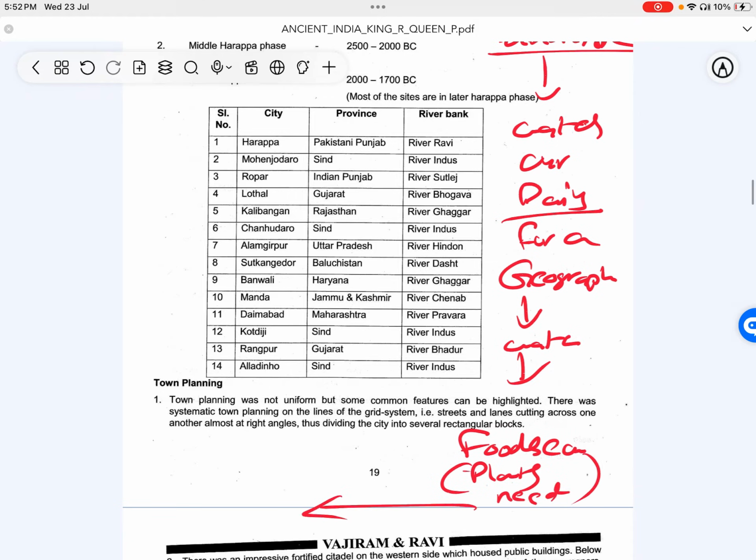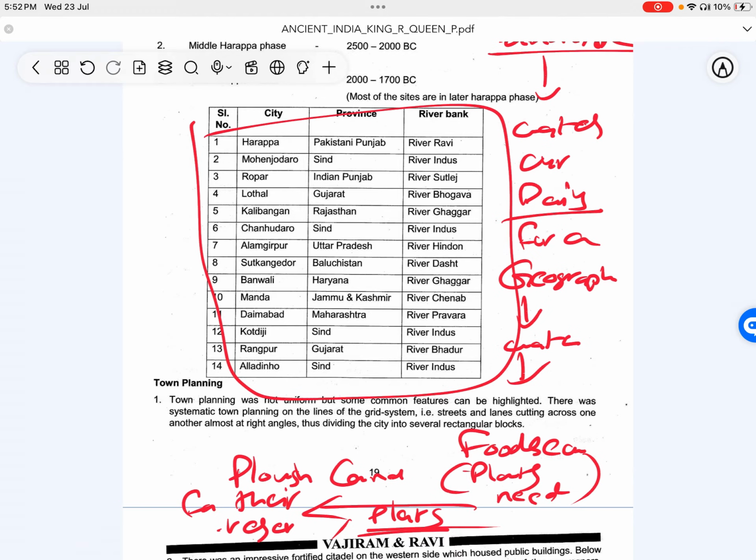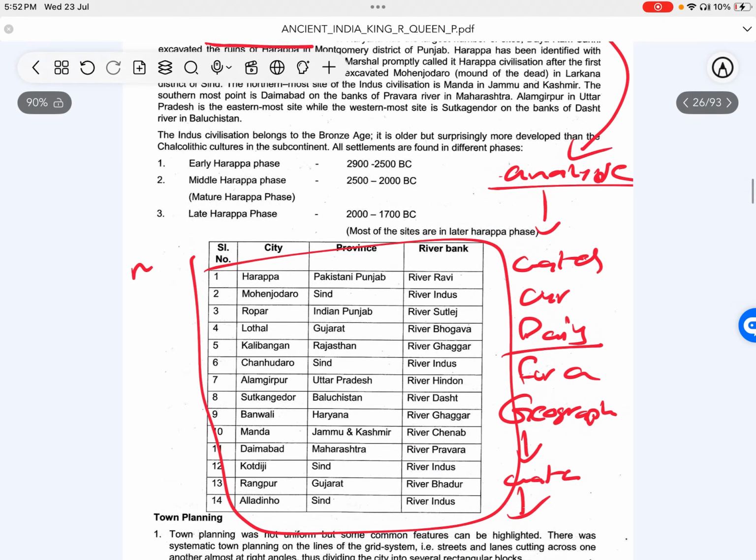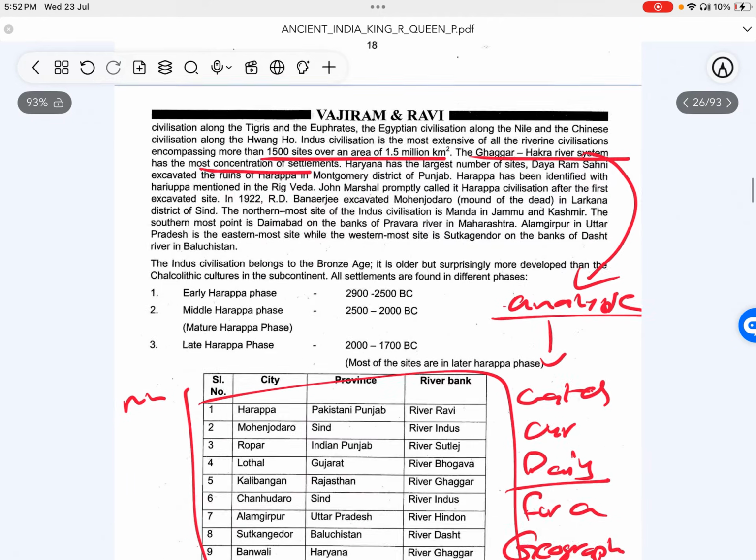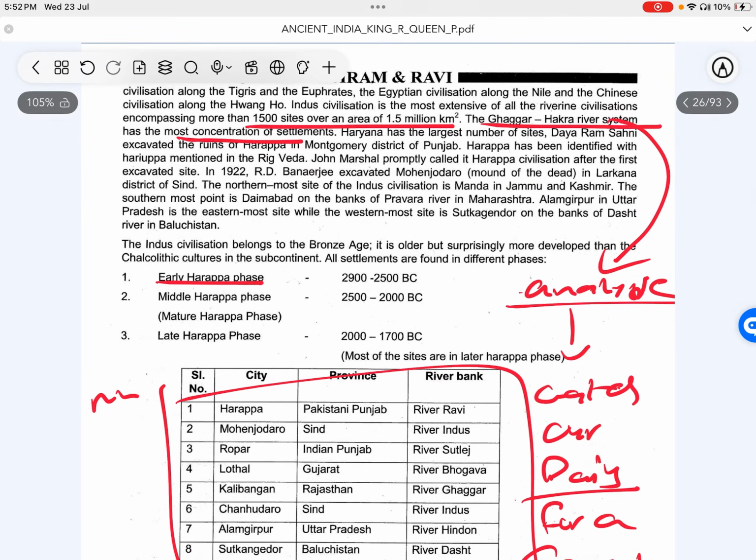What is a block, canals, reservoirs or plants generally? So these are the sites you can mug up, all these. I'm not going into all these. So early Harappan phase, middle Harappan phase, later Harappan phase.